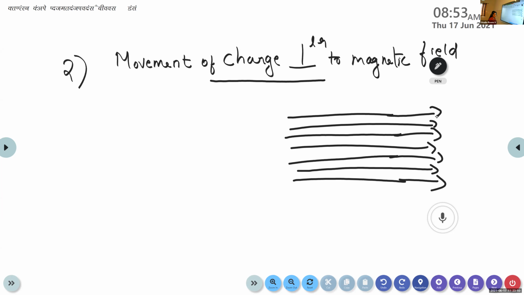Okay. So we consider a uniform magnetic field. To this uniform magnetic field, the charged particle is entering perpendicular to the field. This enters perpendicular to that of the field.